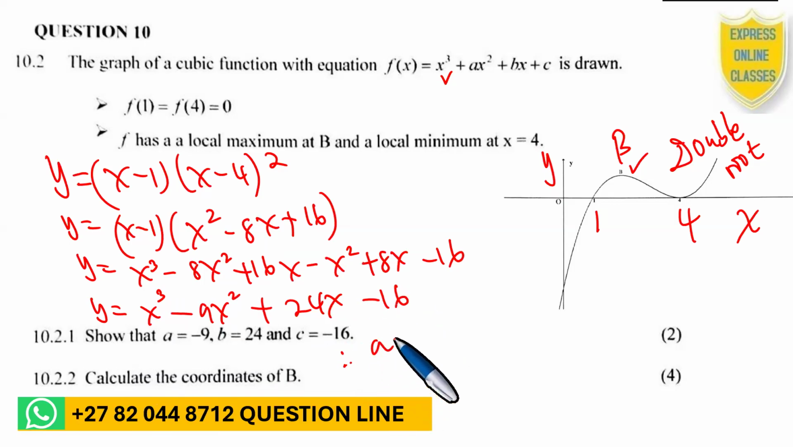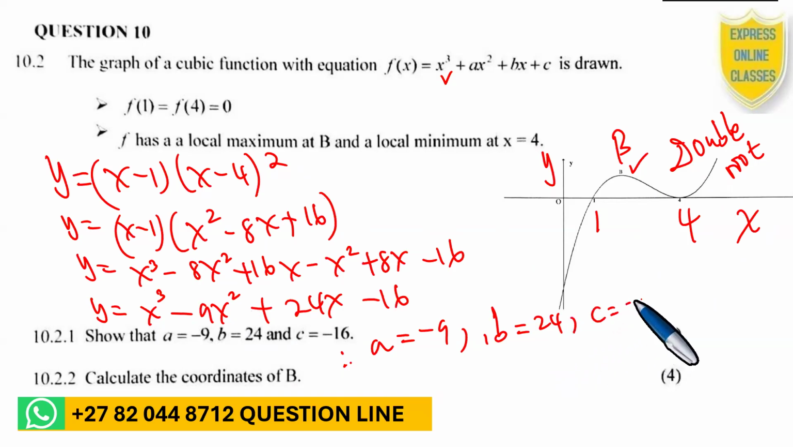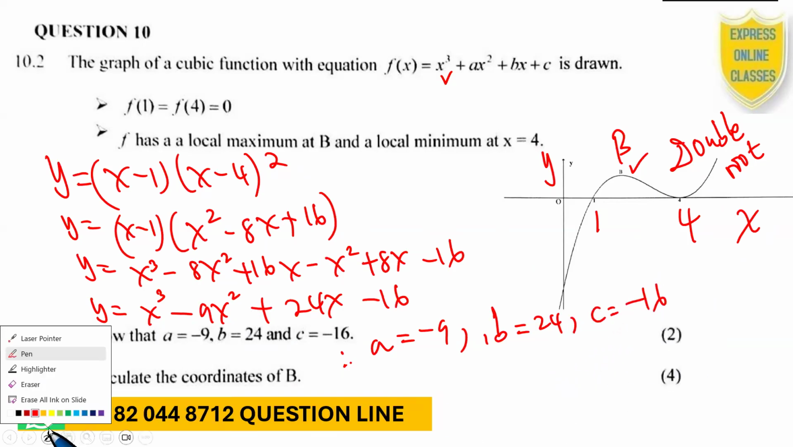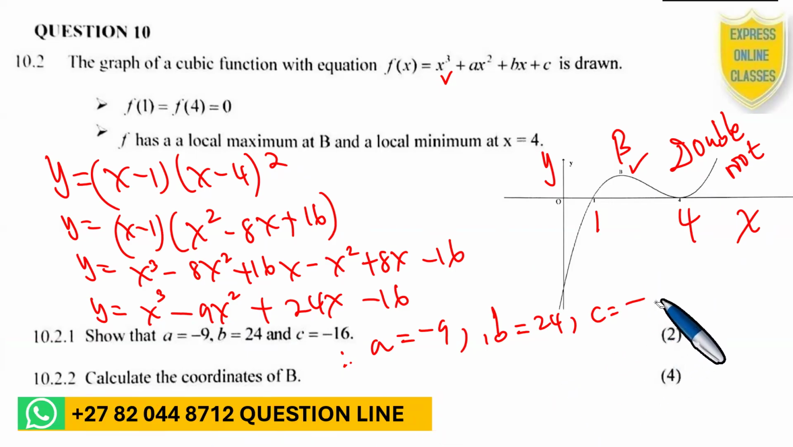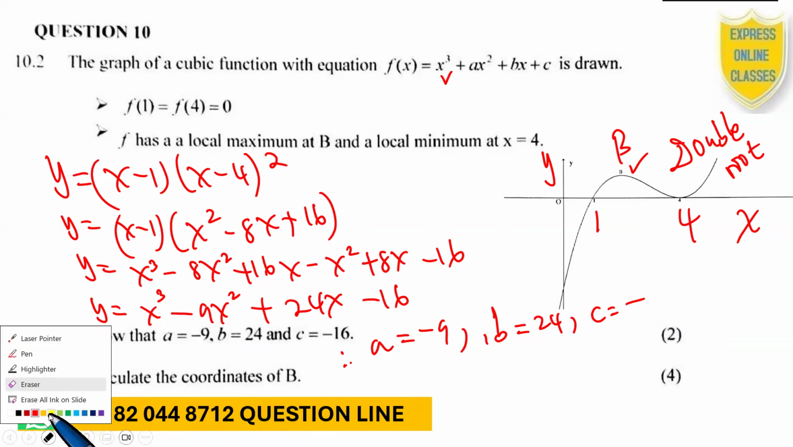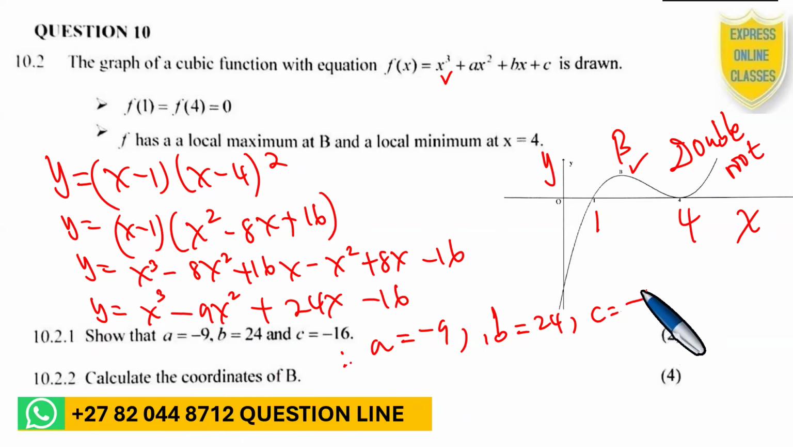From this, we're able to see that our a is minus 9. This way, if a graph has the x-axis as its tangent, we then say we have a double root, and therefore we put a square on that one. So exactly a equals minus 9, b equals 24, c is minus 16. And this becomes the answer.